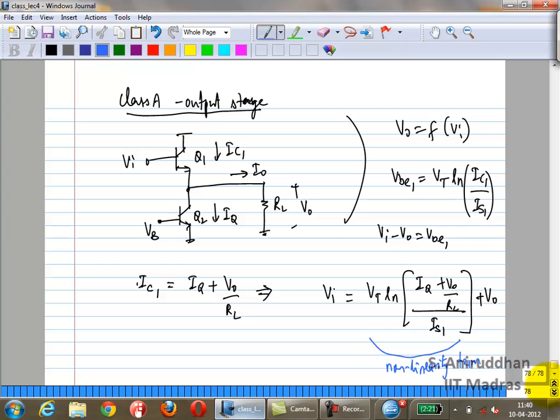So now we'll find out what happens to the output range. Now you know the input-output relationship. Now let's find out what are the limits to the output. Of course, if you keep increasing Vi, Vo will not keep increasing, right? One term will become more dominant compared to the other and so on. So let's try to find out what the limits are on both sides, when you keep increasing Vi and when you keep decreasing Vi.